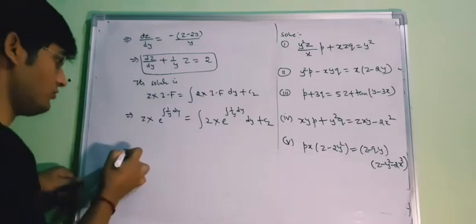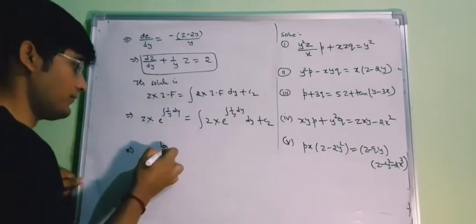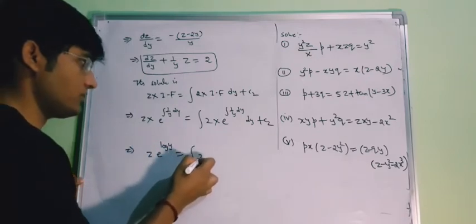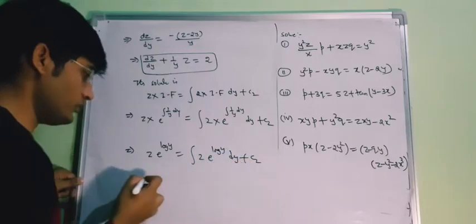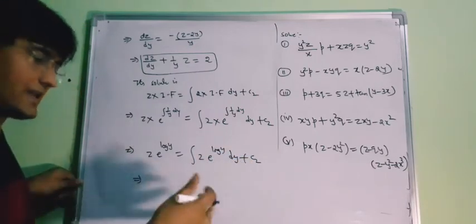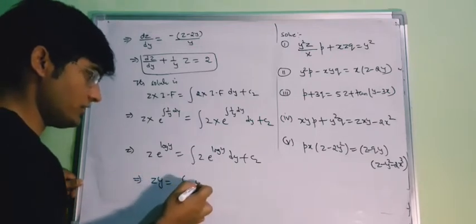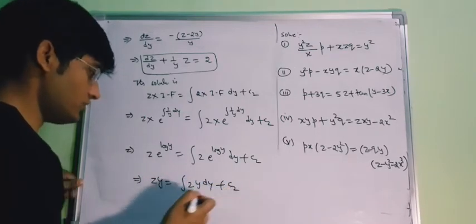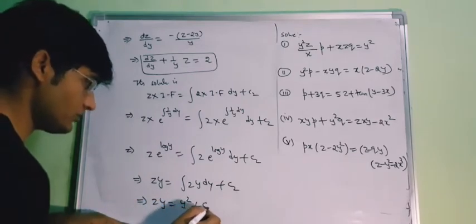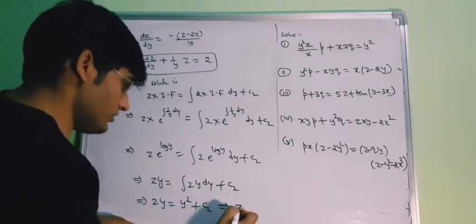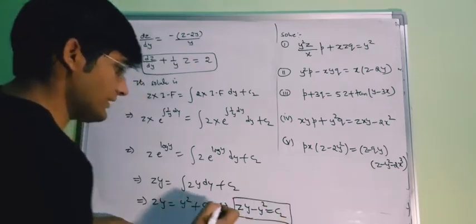So we will get z into e to power log y equal to 2 times e to power log y dy plus c2. As we know that e to power log x is x, so this will be z into y, and this is 2y dy plus some constant c2. So from here we will get zy equal to y square plus c2. So your second solution will be zy minus y square equal to c2. So this is your second solution.